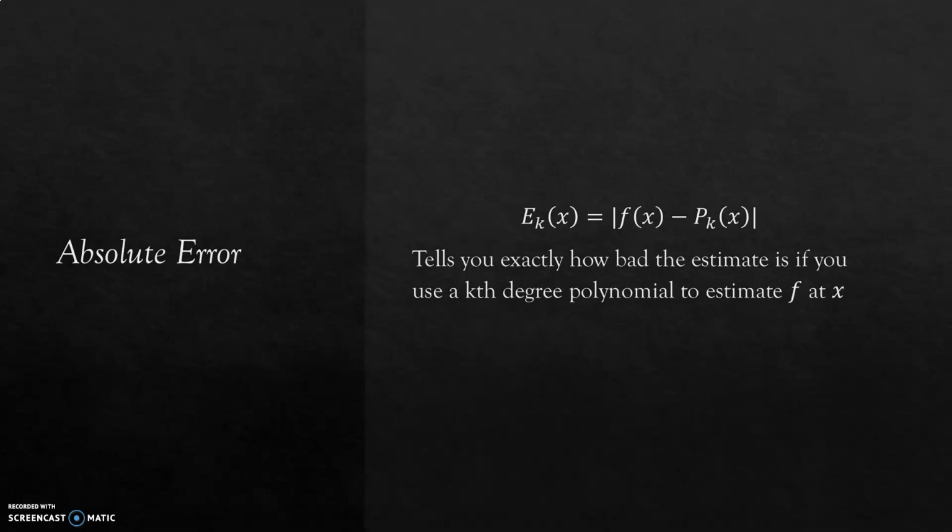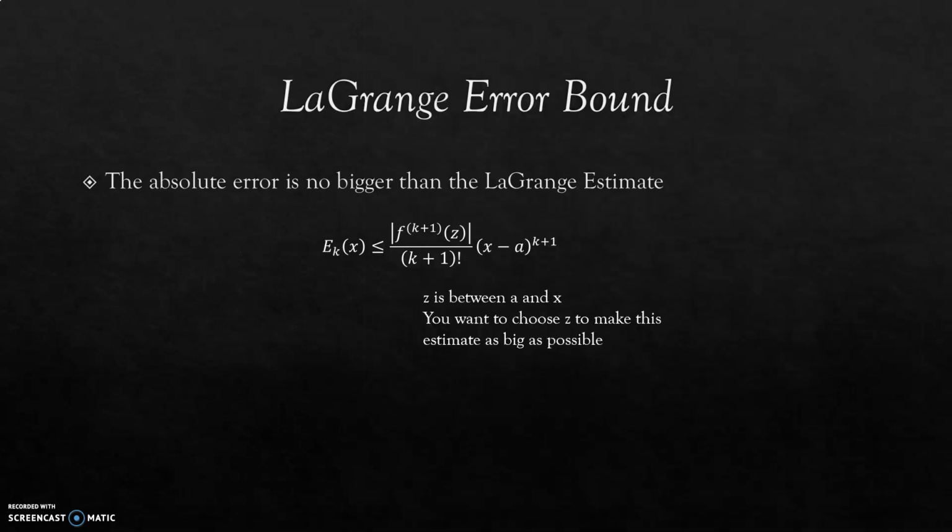One way to figure that out is to do absolute error. It tells you exactly how bad your estimate is because you are using a kth degree polynomial. You plug in your number, you subtract, and then you find the difference, and that gives you the absolute error. The reason we don't always like to use absolute error is that it requires you first to build your kth degree polynomial and then plug your number in. And if you're going to build it anyway, who cares? That's not really saving you any time. You're going to build it anyway, and then you're going to figure out what your error is.